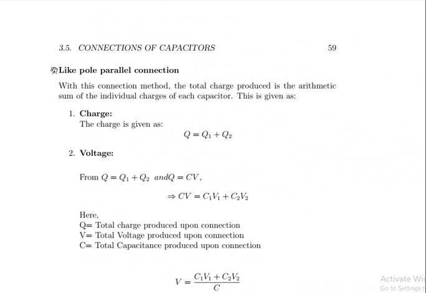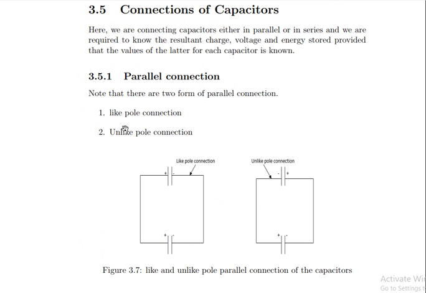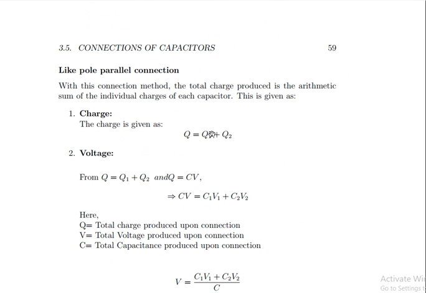Now in the like pole connection, we see that the charges sum up. The positives are going to sum up and the negatives are going to sum up. So the total Q is going to be equal to Q1 plus Q2. Now, to find the voltage, we know that Q is equal to CV. So this Q is going to be C times the total voltage produced, this Q1 is going to be C1 times V1, and this Q2 is going to be C2 times V2.